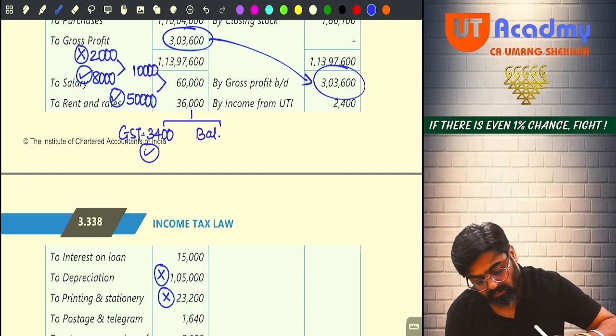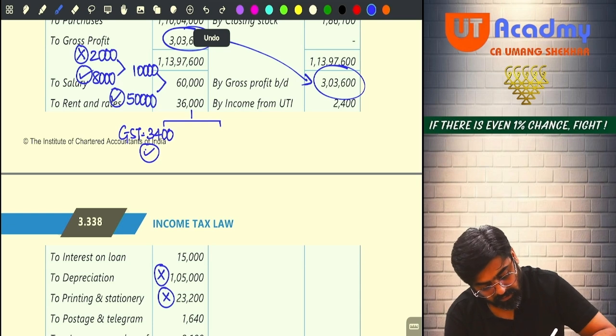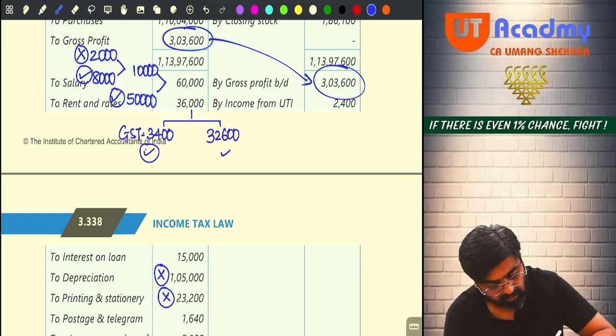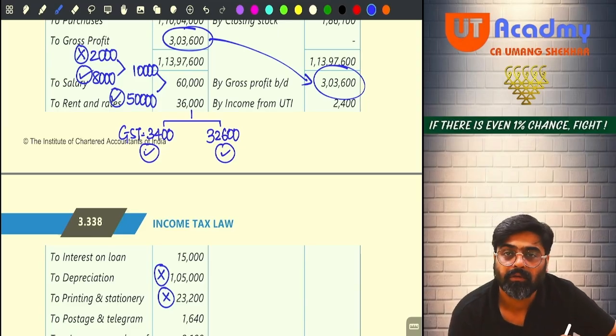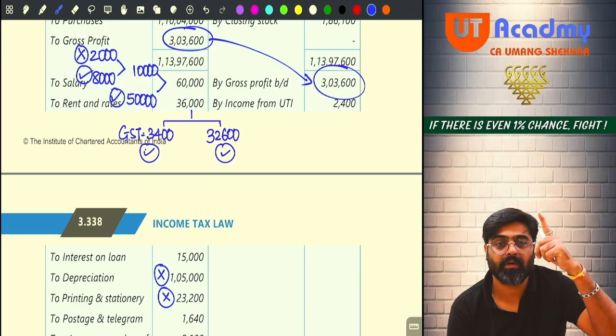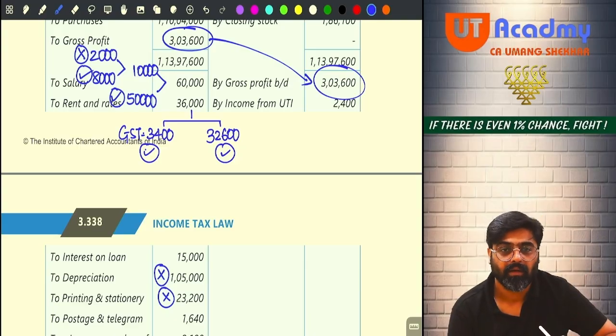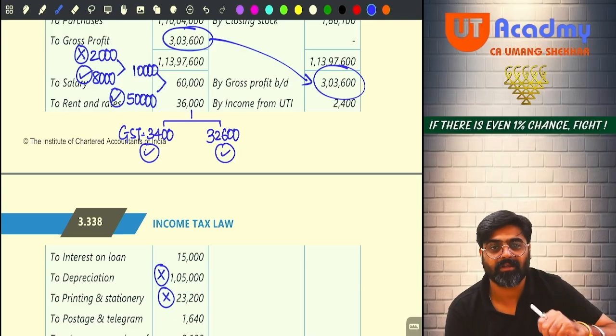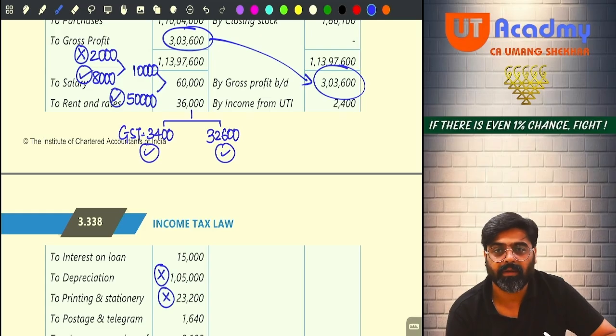Balance rent and rates amounting to how much? 32,600. If nothing is mentioned, then this is also business related rent and rates. Paid in this year only. Will be allowed in this year. Understanding? If it is a rent for the building, it will be allowed under section 30. Rates of the building are allowed under section 30. Getting my point? And GST is also allowed. Balance amount is also allowed. Next one.